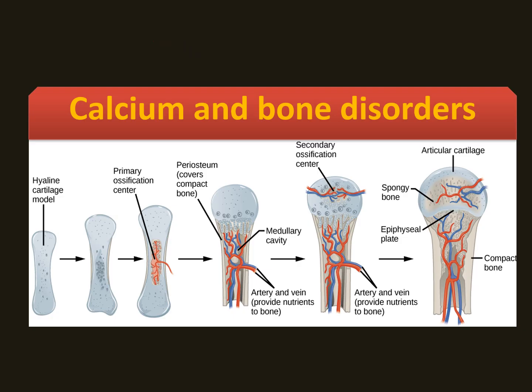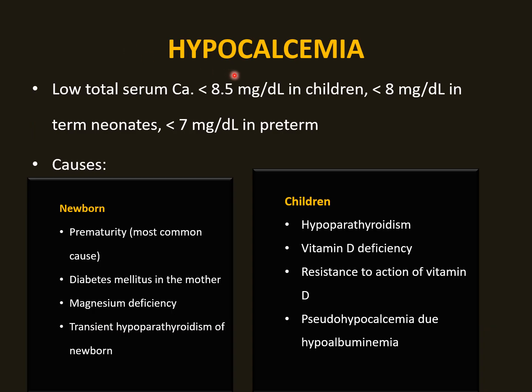Calcium and bone disorders. I will start this section with hypocalcemia. Hypocalcemia means low total calcium, less than 8.5 milligram per deciliter in children, less than 8 in full-term neonates, and less than 7 in preterms. Causes during the newborn period: prematurity is the most common cause of hypocalcemia.